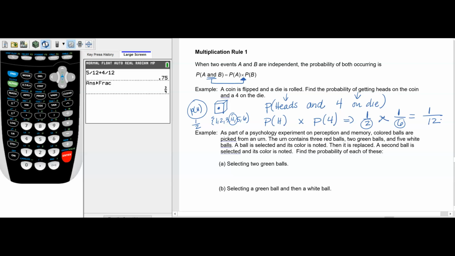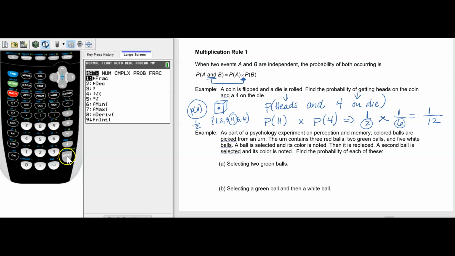You can also use the calculator. So you can use the parentheses and you can just enter 1 divided by 2, times parentheses 1 divided by 6. You get a decimal and then hit math, enter, enter. And you get the 1/12.